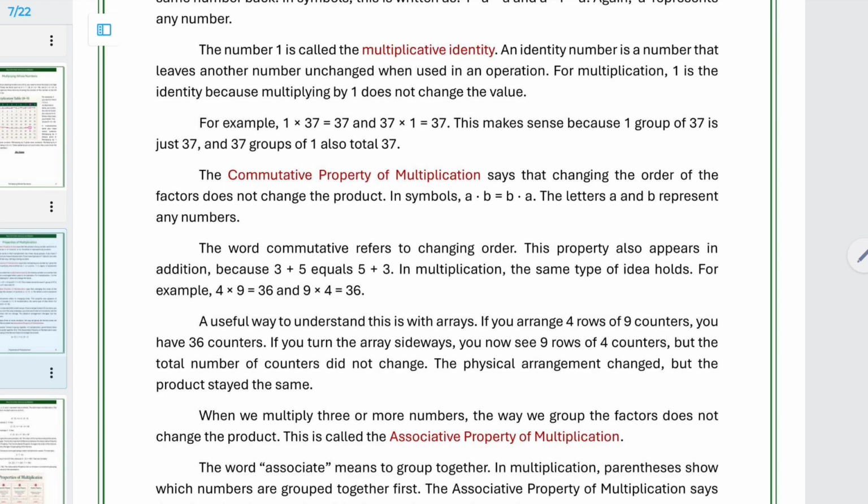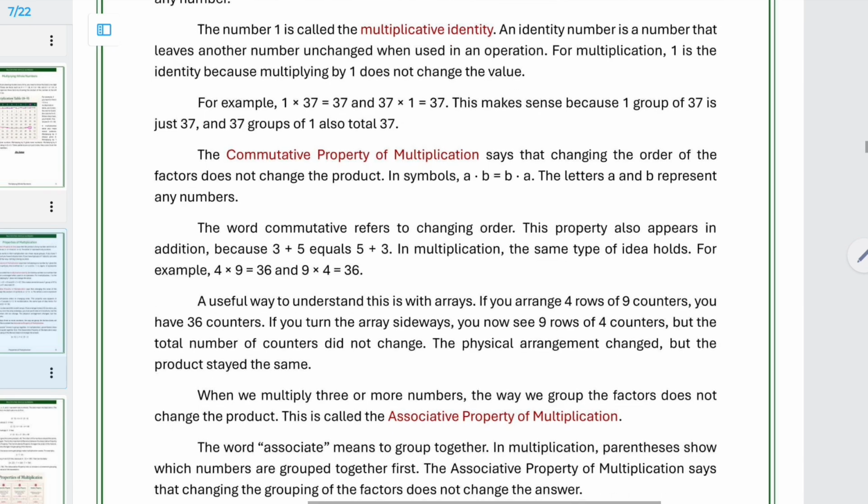A useful way to understand this is with arrays. If you arrange 4 rows of 9 counters, you have 36 counters. If you turn the array sideways, you now see 9 rows of 4 counters, but the total number of counters did not change. The physical arrangement changed, but the product stayed the same.